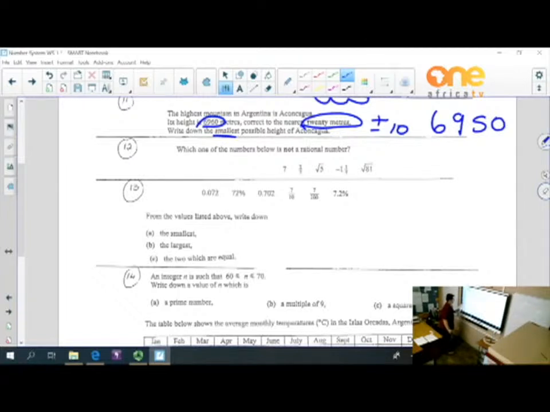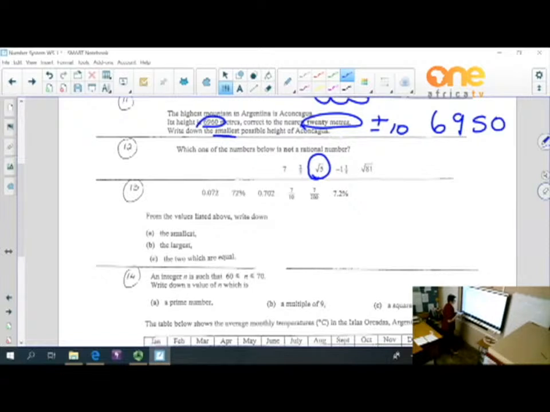Question 12. Which of the numbers below is not a rational number? What is a rational number? I can write it as a fraction. Decimals or vulgar fractions, plus or minus, that is rational. Now the only one that I cannot write as a fraction will be this one. I'll have to round it off. Press your calculator to make sure, but you'll have to round that one off. Right, the next one is number 13.